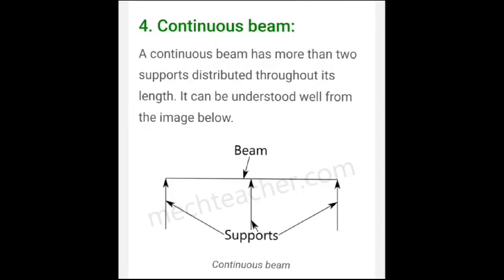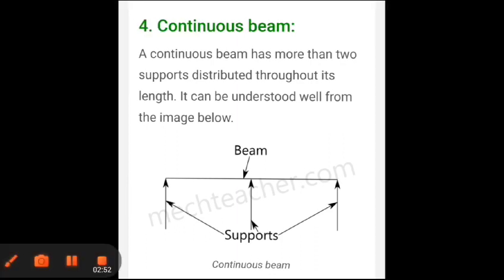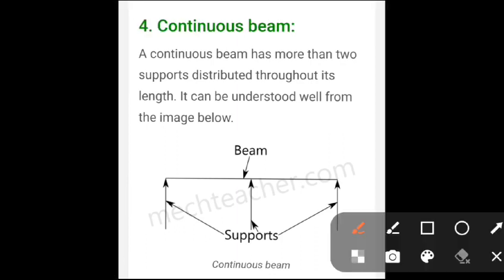Next, continuous beam. A continuous beam has more than two supports distributed throughout its length. It can be understood well from the image below, like this. First, second, and third.